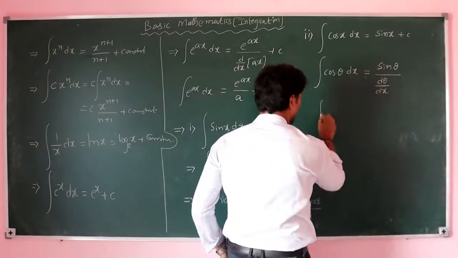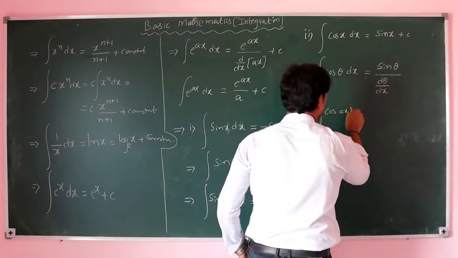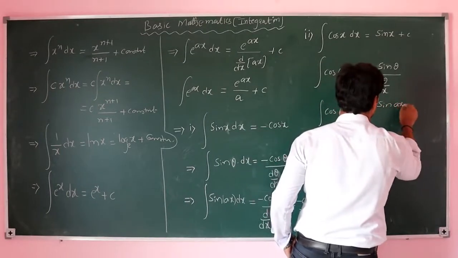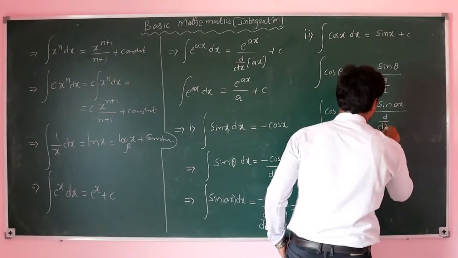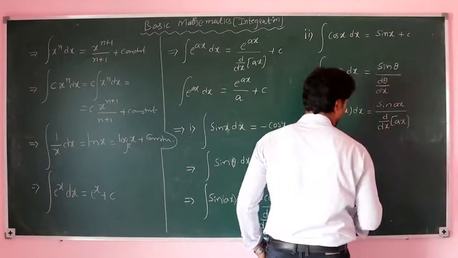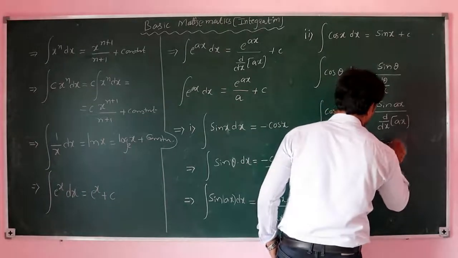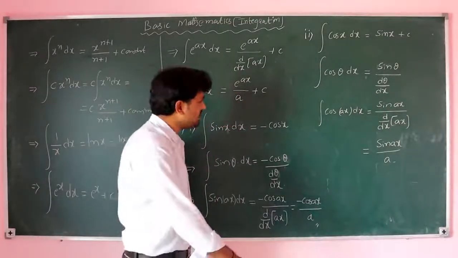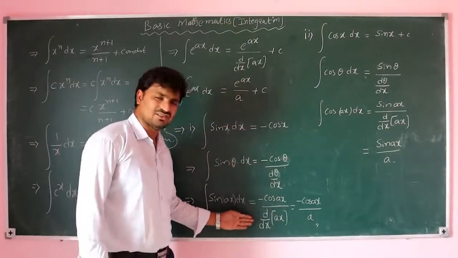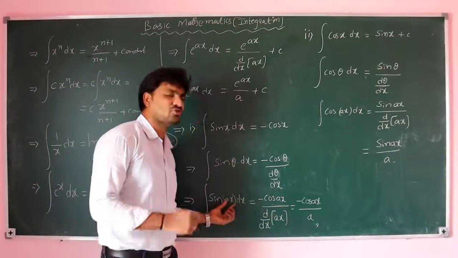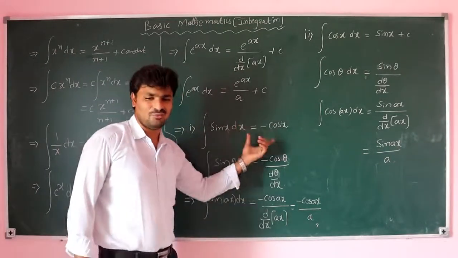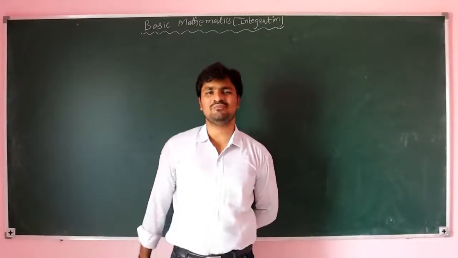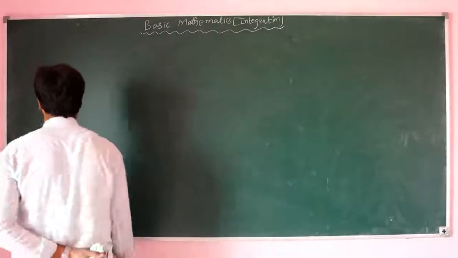Next, integration of cos ax dx. Cos integration gives sine ax upon d by dx of ax. Differentiation of ax is a, so this is also the same. Here, instead of theta, I am taking ax to avoid confusion. Some more are there, and we'll discuss those too. So we'll see some more trigonometric functions.